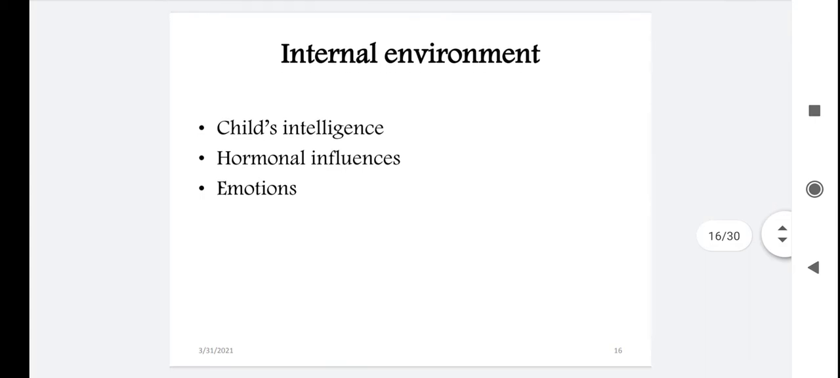Now we are going to the internal environment. This includes child intelligence, hormonal influences, and emotions.